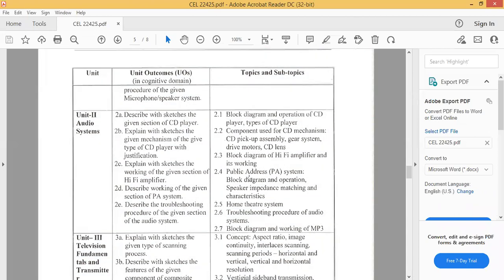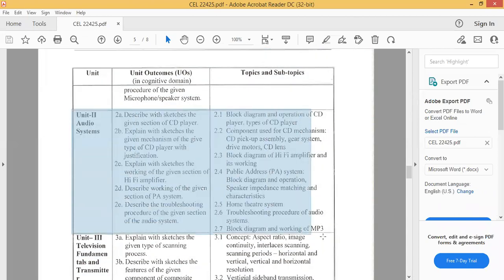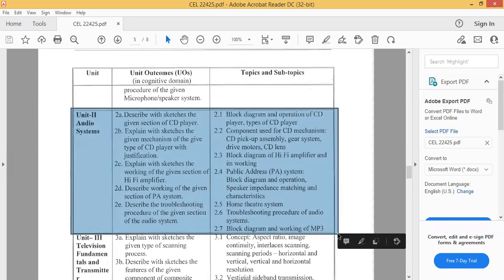Then unit number 2. Unit number 2 is audio system that I told you. In this unit, you have to learn the block diagram and operation of CD player, types of CD player, components used for CD mechanism, CD pickup assembly, gear system, drive motors, CD lens, the block diagram of hi-fi amplifier and its working, public address system, block diagram and operation, speaker impedance matching and characteristics.